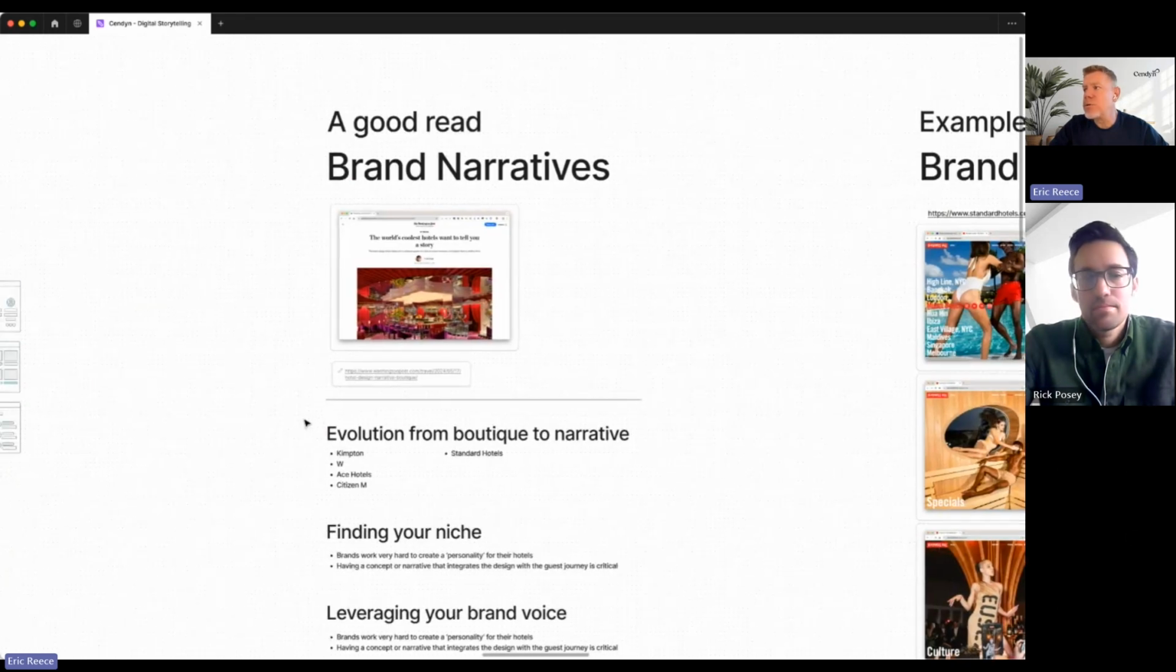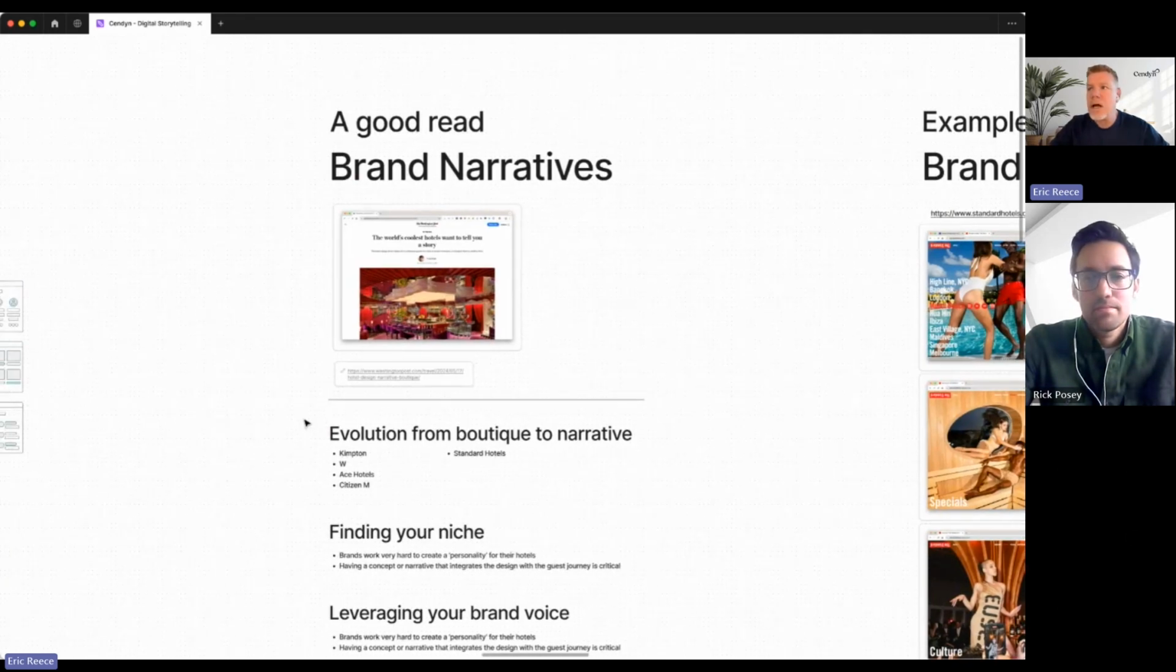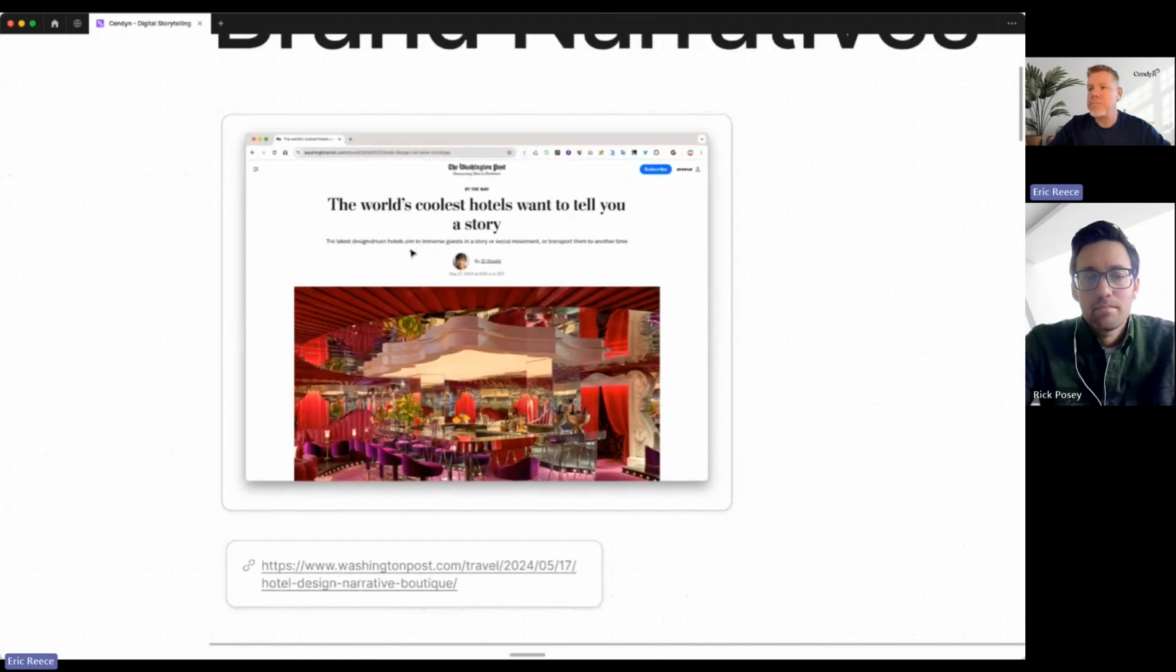But before we close things down, I wanted to shift over and offer this up for folks who are interested in a quick read. This article came out, I can zoom in on it a little bit, but the Washington Post sent out an article not so long ago about how brands are telling their stories, how hoteliers are telling their stories. It's worth the read. I think we can share the link to everybody. It's only 5 minutes or so.